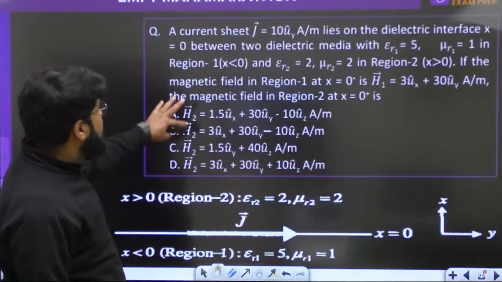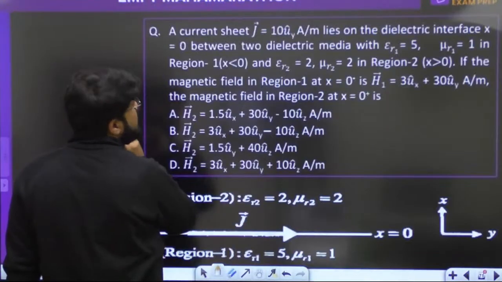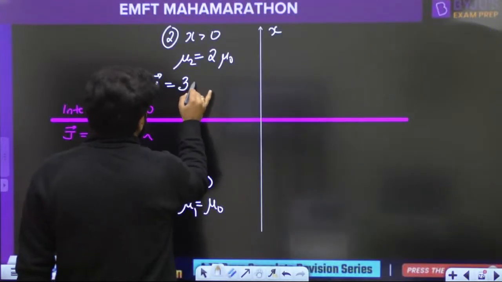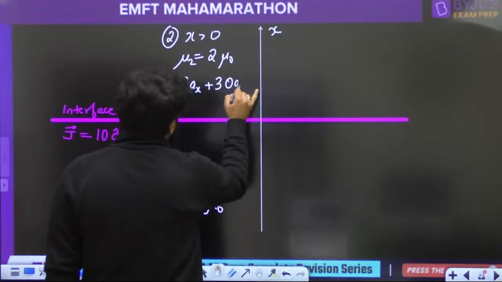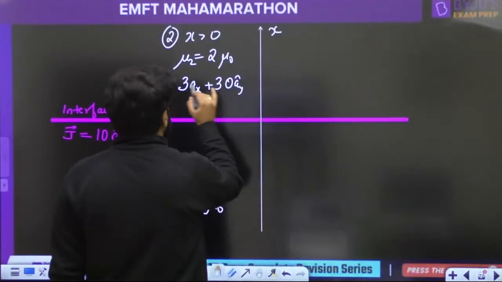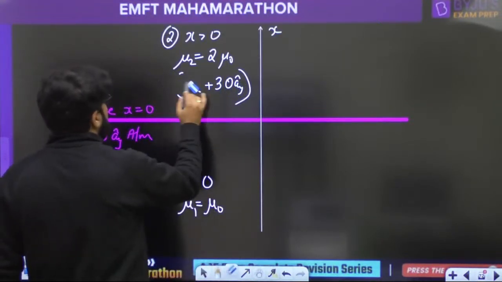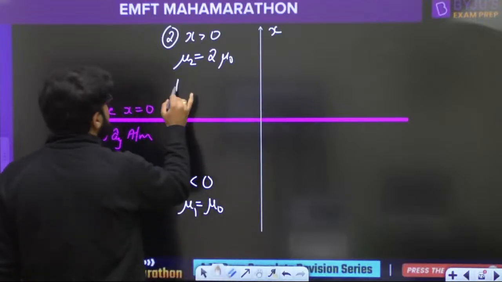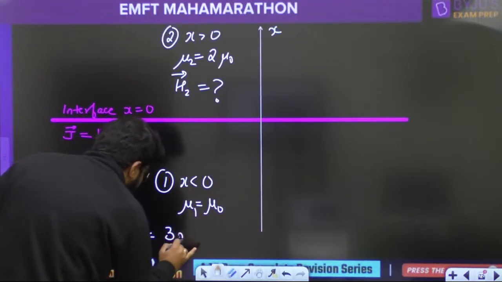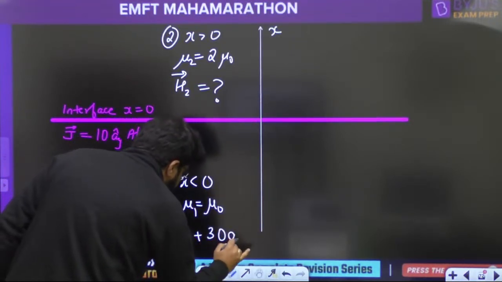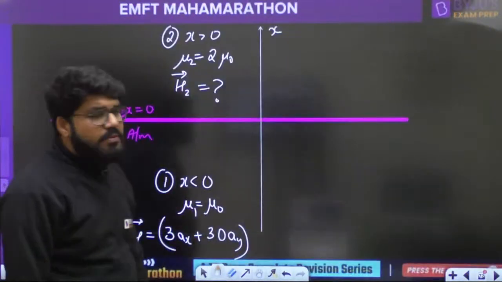H1 is given to me. What is H1 in this particular medium? H1 is 3 ax plus 30 ay, where ax is the unit vector in the x direction. Units are ampere per meter. So this is the H1 given to me. Sorry, I need to mention here that H2 is to be calculated. H1 is 3 ax plus 30 ay. What is H2?